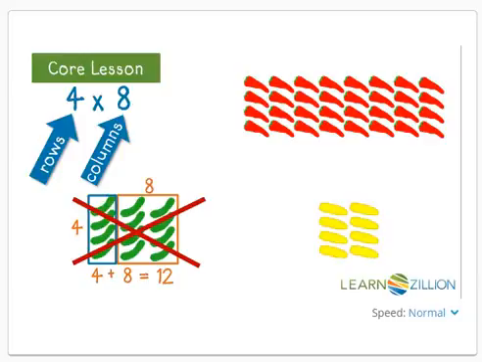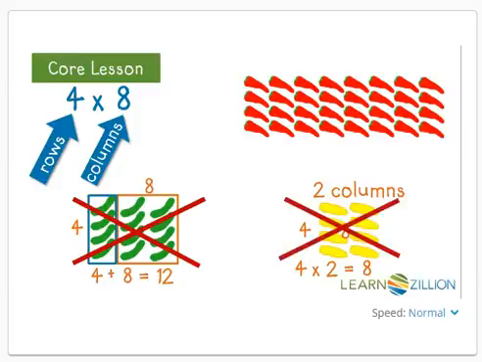How about the corn array? Again, there are 4 rows, but there are 8 corn total in this array. There's only 2 columns. The corn shows 4 times 2, 4 rows with 2 in each row. It does not match 4 times 8.